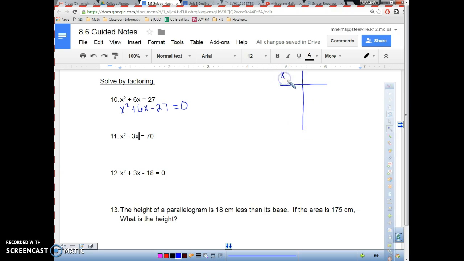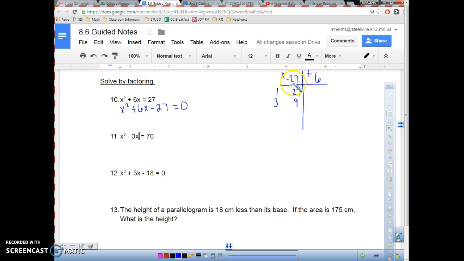What will multiply to give me negative 27 and add to give me 6? So one's going to be positive, one's going to be negative because they multiply to give me a negative. So 1 and 27. 2 doesn't work. 3 does. 3 and 9. 4 doesn't work. 5 doesn't work. 6 doesn't work. 7 doesn't work. 8 doesn't work, but 9 does, and it's already in the column.